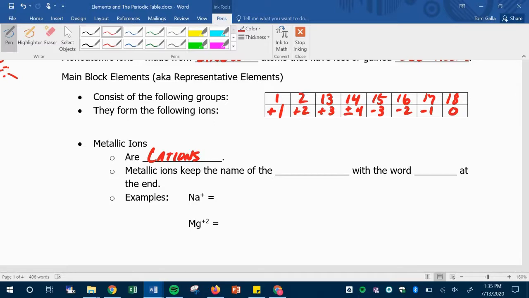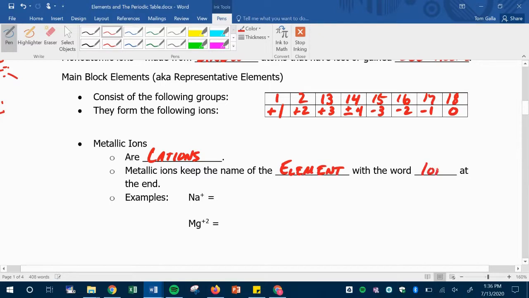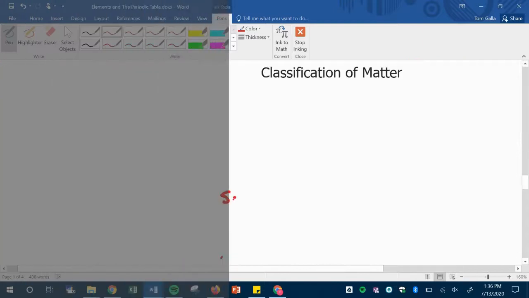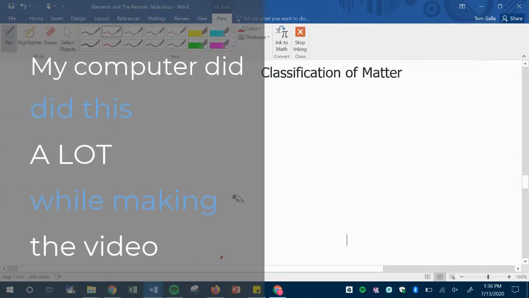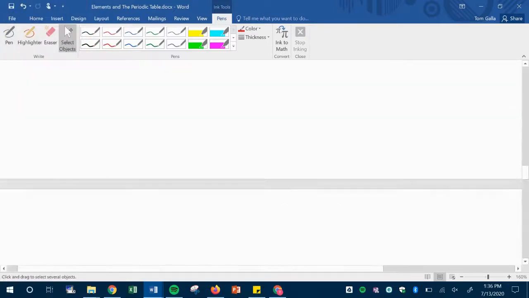Otherwise, metallic ions, when they become an ion, actually keep the name of the element, and then we just add the word ion at the end. So one example would be Na with a positive charge. That's what's denoted here with this little plus sign. It's telling us it has a positive 1 charge. We look at the periodic table and see that Na is sodium. So the way that we label this ion is just sodium ion.